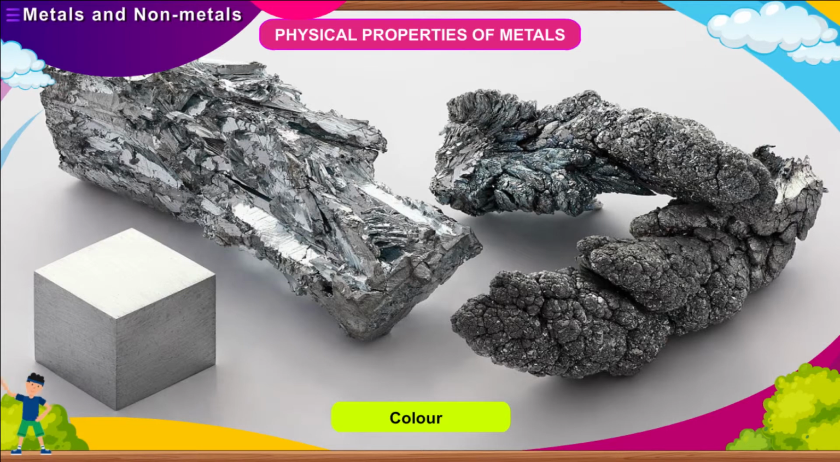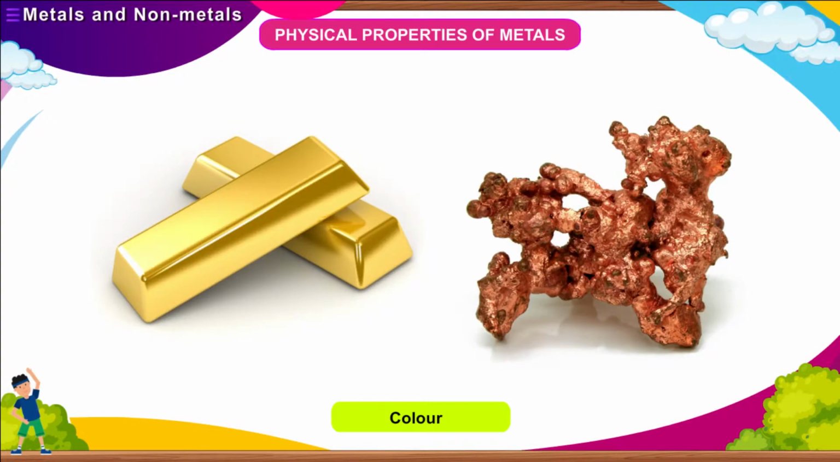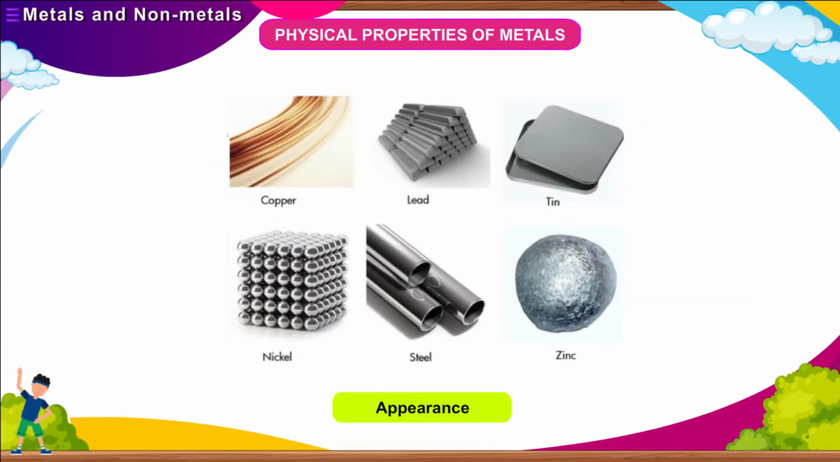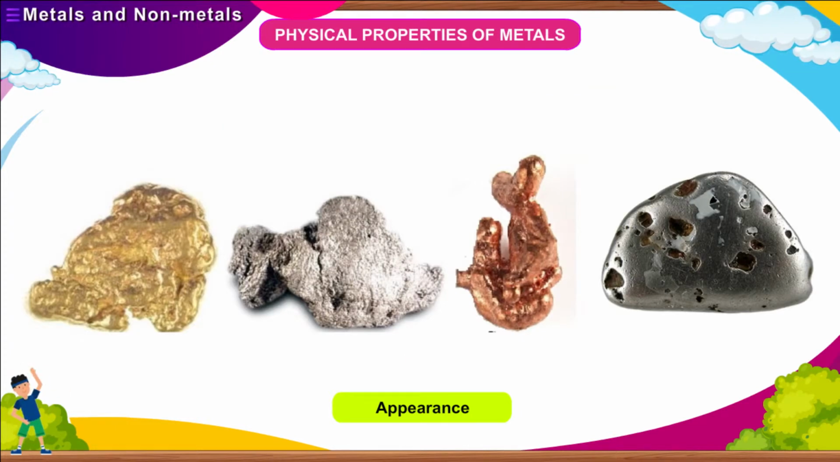Color. Most metals are generally silvery gray. An exception to this are gold and copper, which are yellowish in color. Appearance. All metals are shiny. The typical shine of metal is called metallic luster. Metals like gold, copper, platinum, and silver are polished to provide them with a shine.